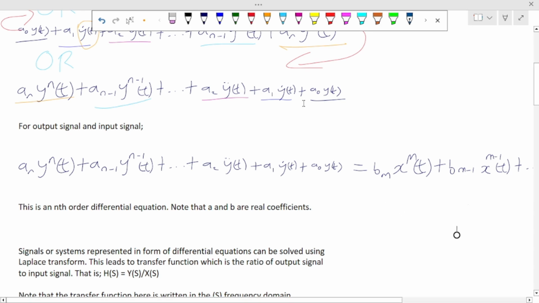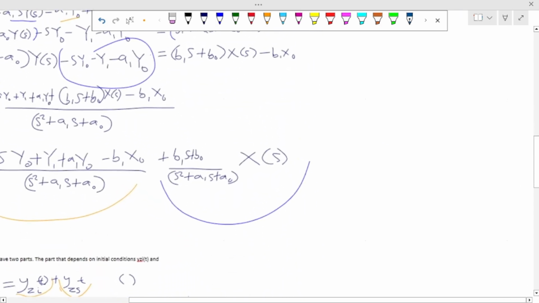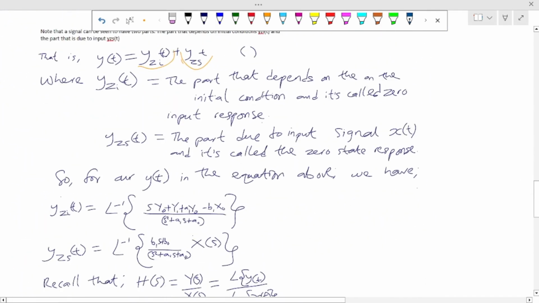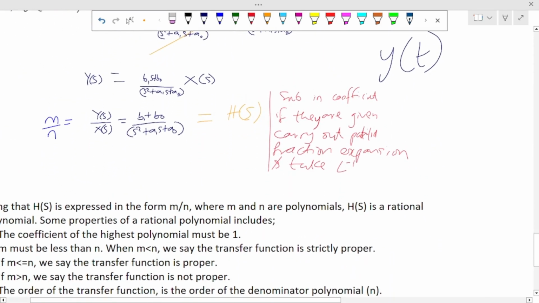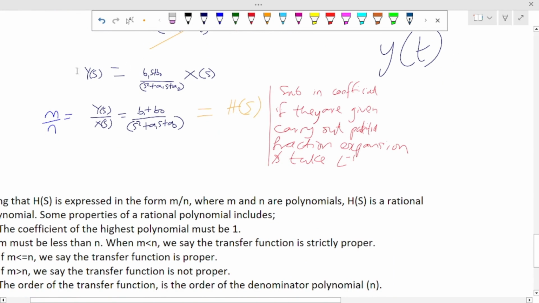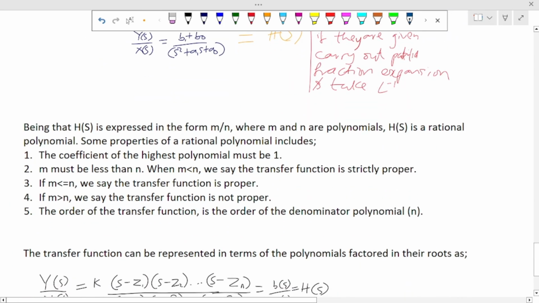From the previous one, we talked about the transfer function. That's the last part of the last video. We said that this is the transfer function, Y of s over X of s. Bear in mind that transfer function is simply output over input. Ratio of output to input.